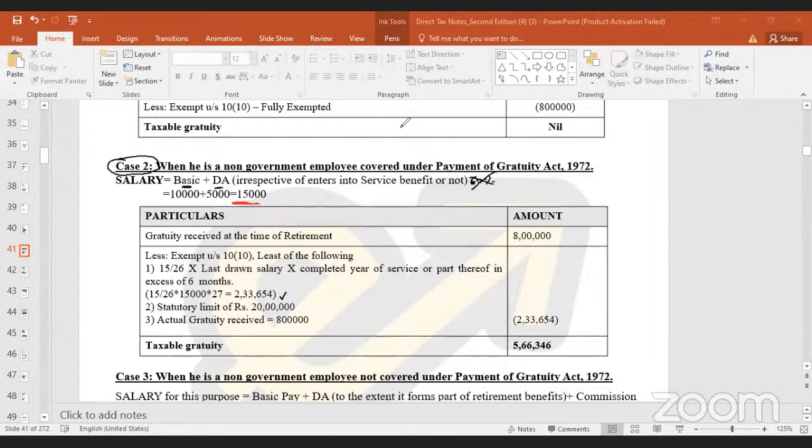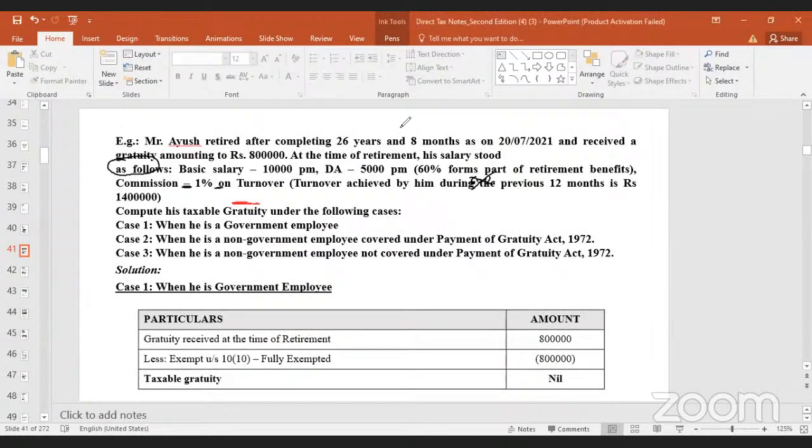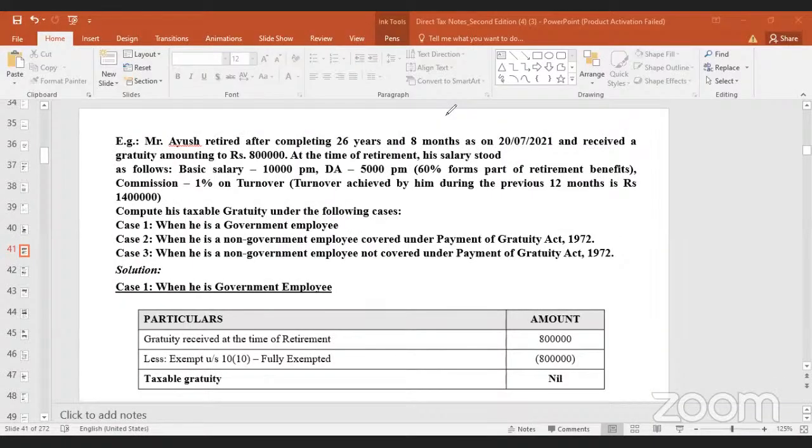Let's go to the question. In the question, they have mentioned that he has served for 26 years and 8 months. For case 2, it has to be completed years. In excess of 6 months is considered as one completed year. That's why it is considered as 27 years of completed service. Case 2, 27 years is the completed year of service.